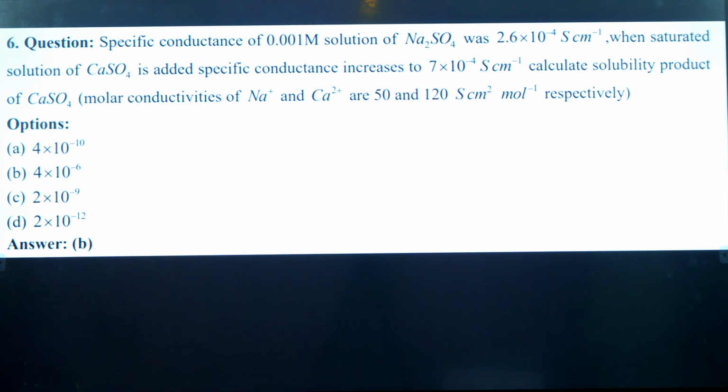Specific conductance of 0.001 molar solution of sodium sulfate was this. So specific conductance is given to you, that is conductivity, right? You can check the units. When saturated solution of calcium sulfate is added, specific conductance increases to 7 into 10⁻⁴ Siemens centimeter inverse. Calculate solubility product of calcium sulfate.